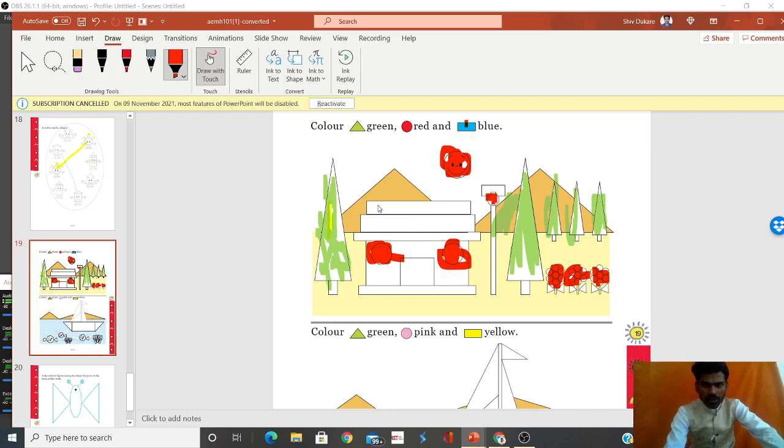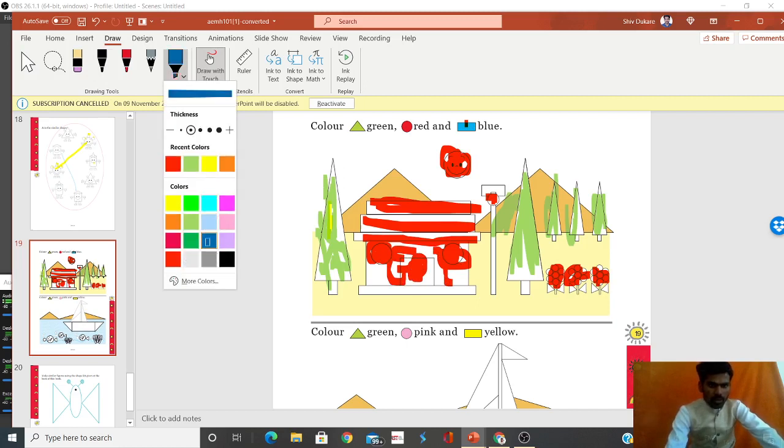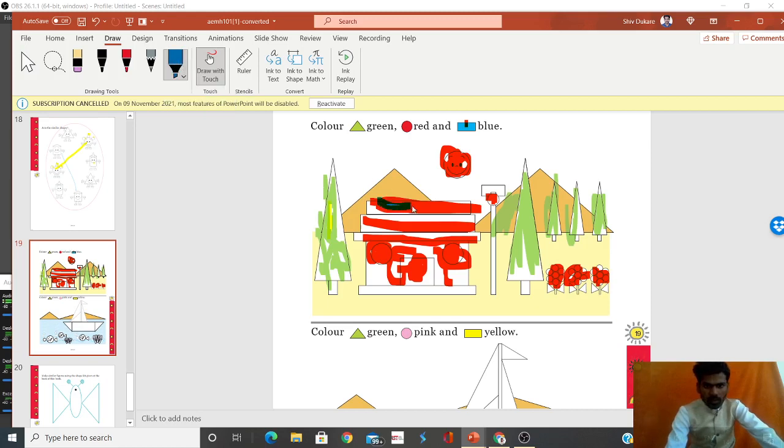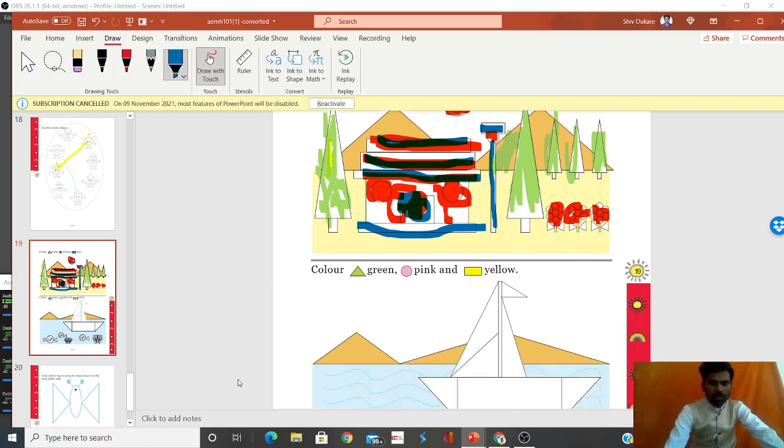These are the rectangles, right? These are the rectangles. These are the rectangles. This also. This also. Sorry, we have to fill this area in blue color. This is blue color. In blue color. Blue. Here also we have to put blue color. Here also blue. Okay, here also we have to use blue color.